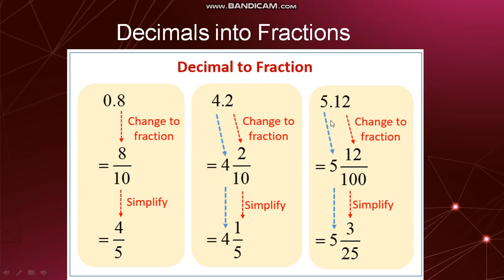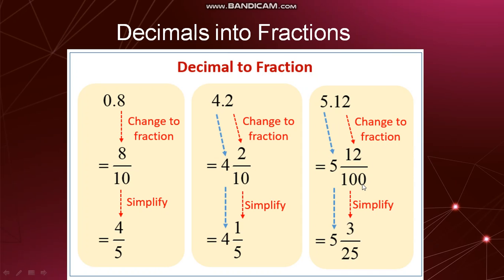Moving on to the third example, it's 5.12. Children, again I am insisting it is not read as five point twelve, it is read as five point one two. As you can see, after the decimal there are two digits, so it has to be divided by 100. So it's 512 by 100.